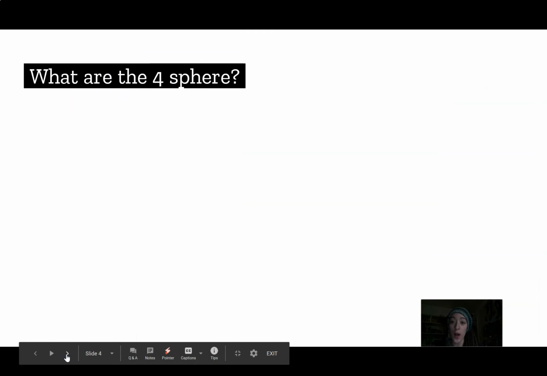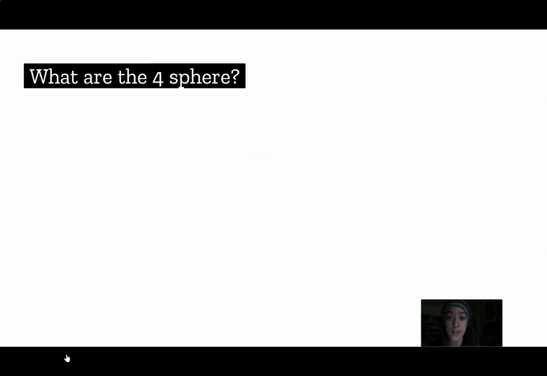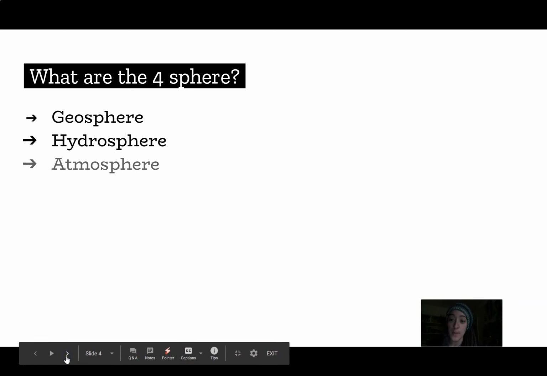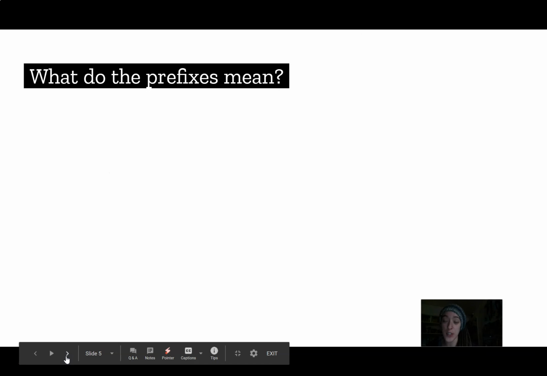Gorgeous. So what are the four spheres, that should say, sorry for that typo. Here we go. We've got the geosphere, hydrosphere, atmosphere, and the biosphere. So at this point, we're all pretty much experts on these spheres. We've spent a lot of time talking about all four of these. And my next question is, what do the prefixes mean?